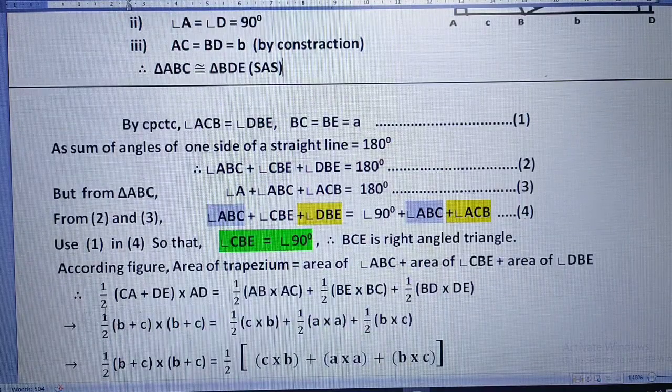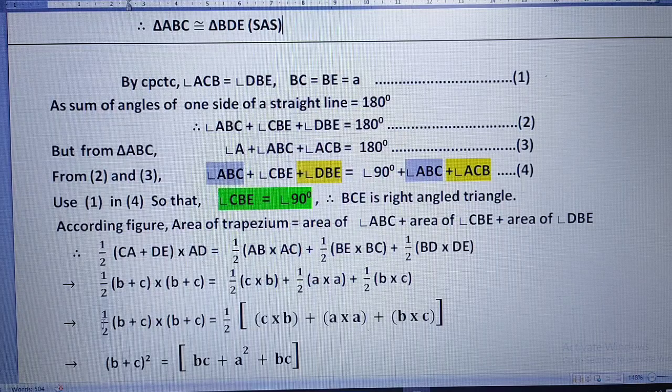Then the next step is to substitute the values: CA is equal to small b, AB is equal to small c, and BC is equal to small a, BD is equal to small b, and DC is equal to small c. So half (b plus c) into (b plus c) is equal to half c into b plus half a into a plus half b into c.